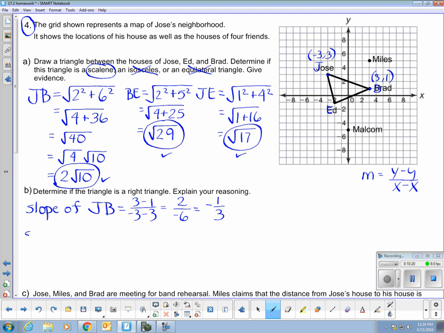And then next I'm going to find the slope from J to E. So point E down here is at (-2, -1). So I'm going to find the slope between J and E. I'm going to take the difference of my y values. 3 minus negative 1 is 3 plus 1. Negative 3 minus negative 2 is negative 3 plus 2.